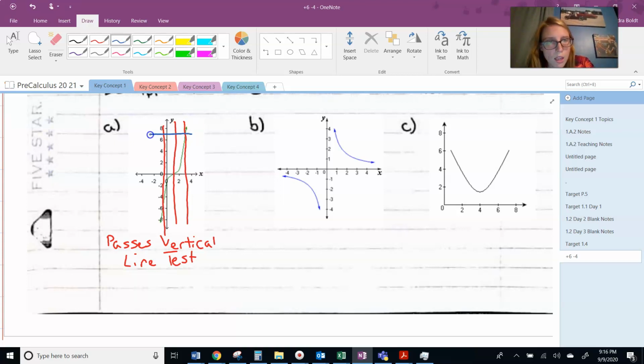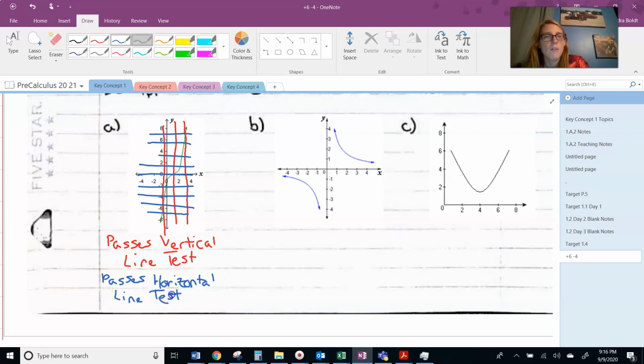And then I'd have to do the same thing. All of these things only pass through it once. So it passes the horizontal line test. And again, if it passes both, it is a one-to-one function.